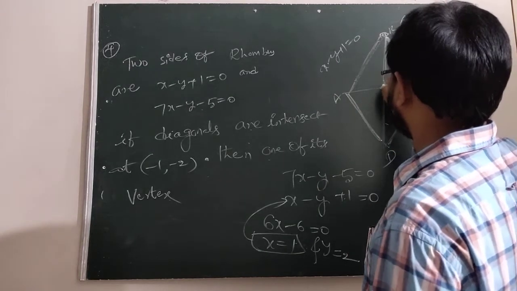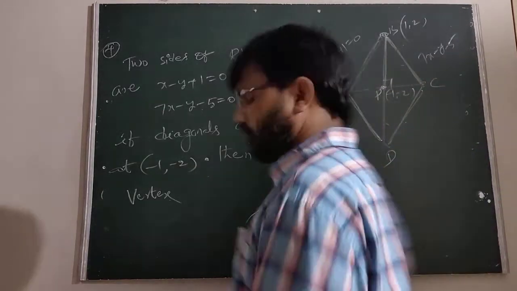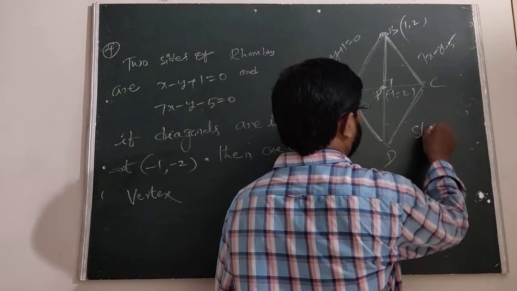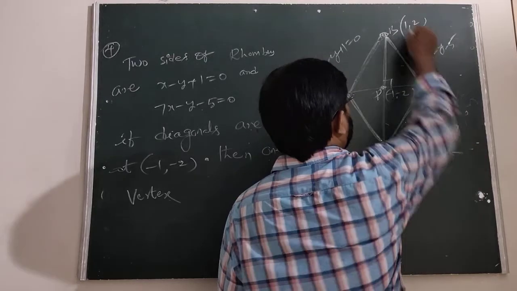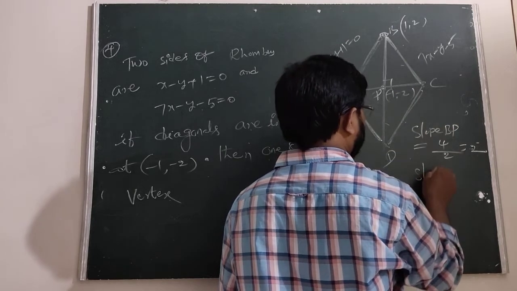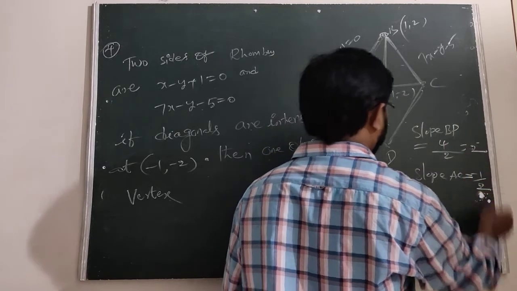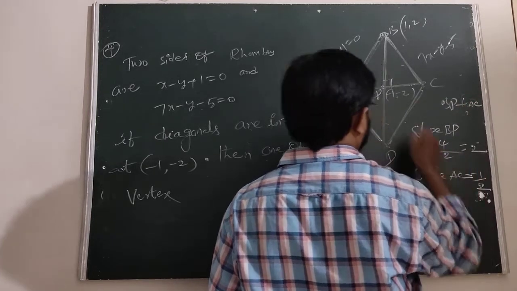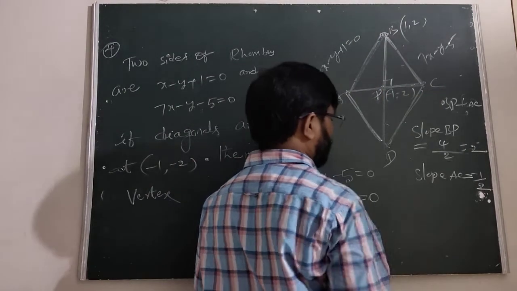Now this is the intersection; we are taking the vertices A, B, C, D and the point of intersection P. That is B. Now the slope of BP: slope of BP is (y2 minus y1) over (x2 minus x1), that is 4 over 2. The slope of AC is minus 1 by 2, since BP is perpendicular to AC. The slope of BP is 2, and the slope of AC is minus 1 by 2.